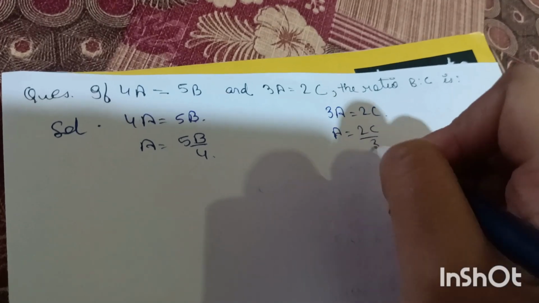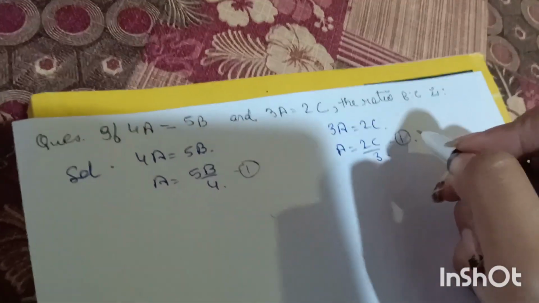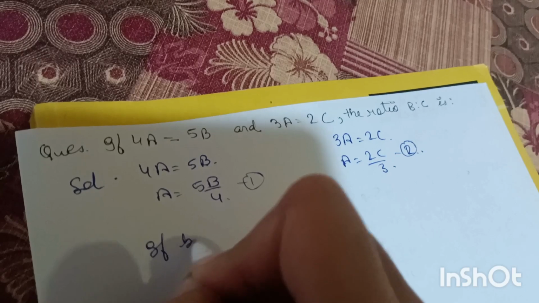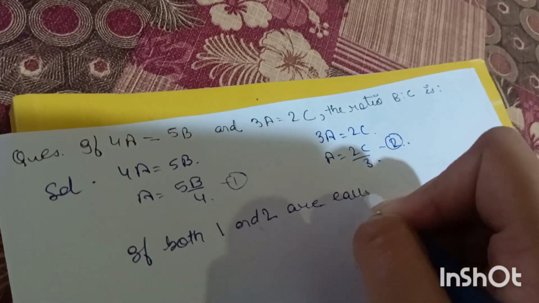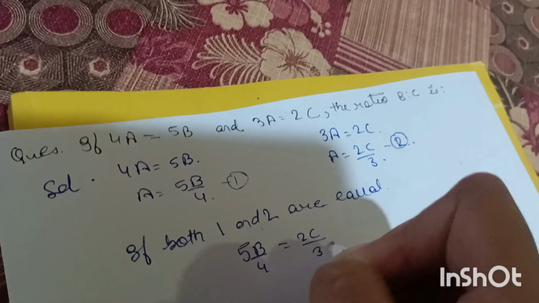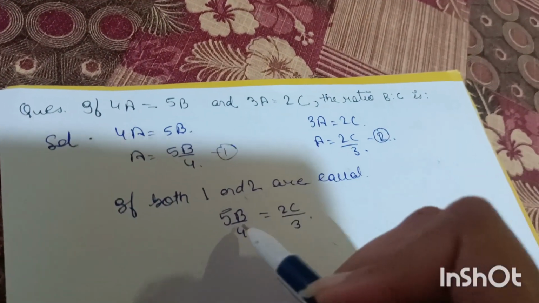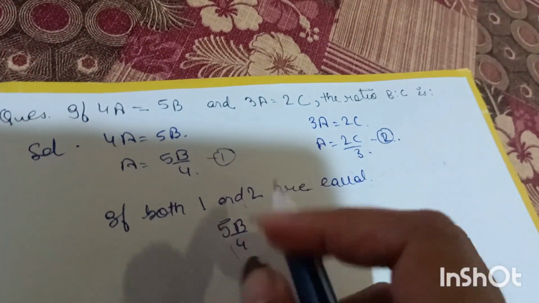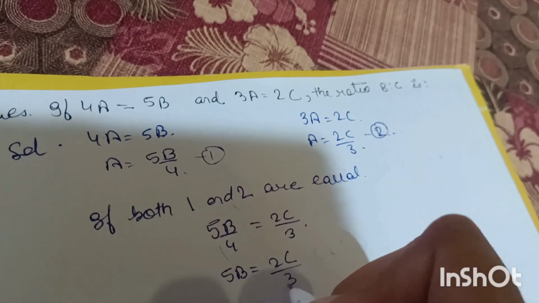So here like this. Okay, so now since both the equation are equal, okay, so now if both 1 and 2 are equal, so you can write like this: 5b upon 4 equals to 2c upon 3. Okay, because we have been given over here also a's value and over here also a's value, so you can make the equation equal. Okay, so now we have to find the ratio of b ratio c. So you can solve it. 5b equals to 2c upon 3 into 4.